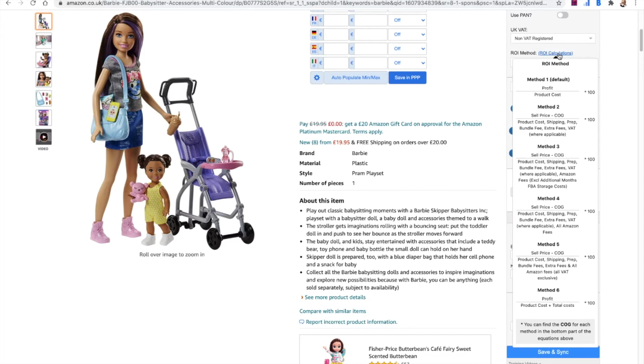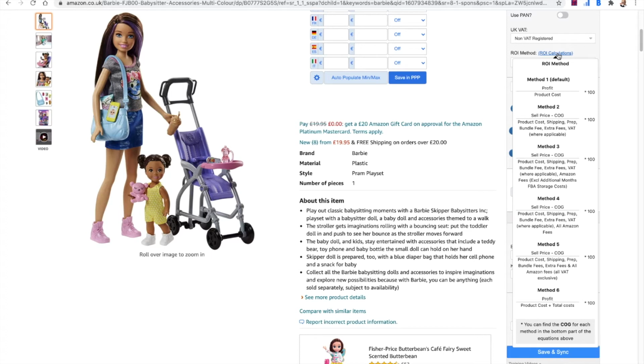So method 1, which is the most popular in the UK, is the profit over the product cost times 100. So the profit you're going to make from a deal divided by the cost of the product times 100. That's the most basic form of ROI calculation. And then you can see that they get a little bit more complicated as we go down the page. So method 2, that's your sell price minus your cost of goods.